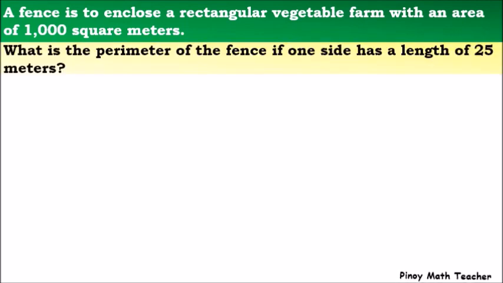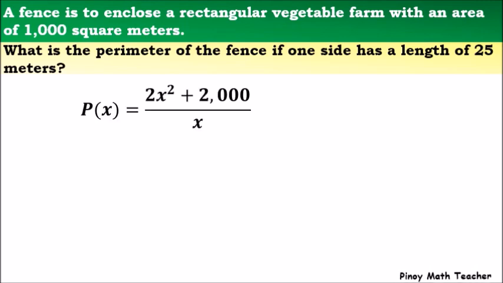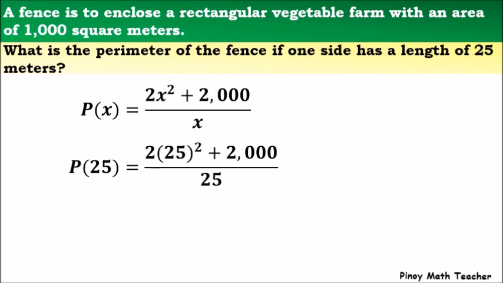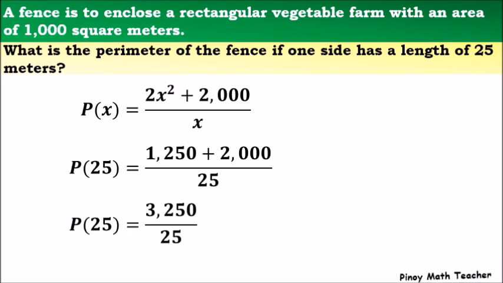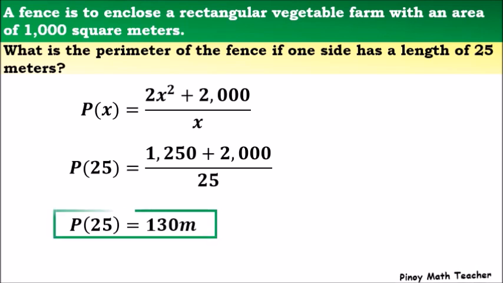What is the perimeter of the fence if one side has a length of 25 meters? So using the function p of x equals 2x squared plus 2,000 over x, replace all x's by 25. Okay, so 25 squared is 625 and 2 times 625 is 1,250. So 1,250 plus 2,000, that is 3,250. So divide natin to by 25. Okay, 130 meters. So ito ang perimeter pag ang isang side ay may sukat na 25 meters.